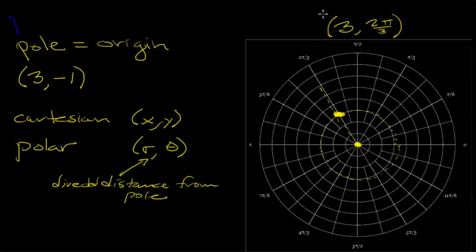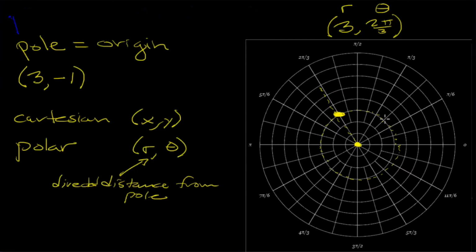So when I give a point like this, this is the R value. This is the theta value. Okay. This tells me how far from the pole I am. And this tells me what angle I rotated. So in this case, the angle I rotated was 2 pi over 3. So I rotate around to 2 pi over 3. And then the distance away from the pole is 3.